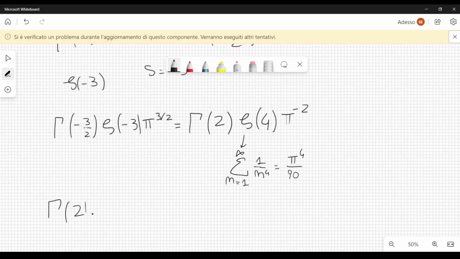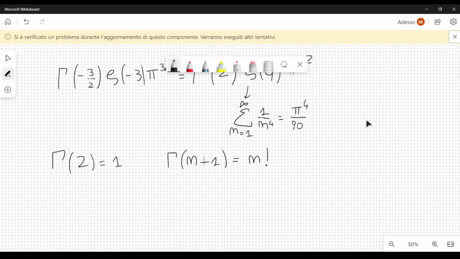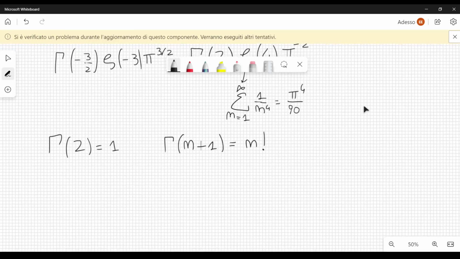Then we have gamma of 2, and that's a very simple one to calculate. Gamma of 2 is equal to 1, because we have a property for the gamma function: gamma of an integer n plus 1 is equal to n factorial. It's very easy to calculate from the definition of the gamma function.